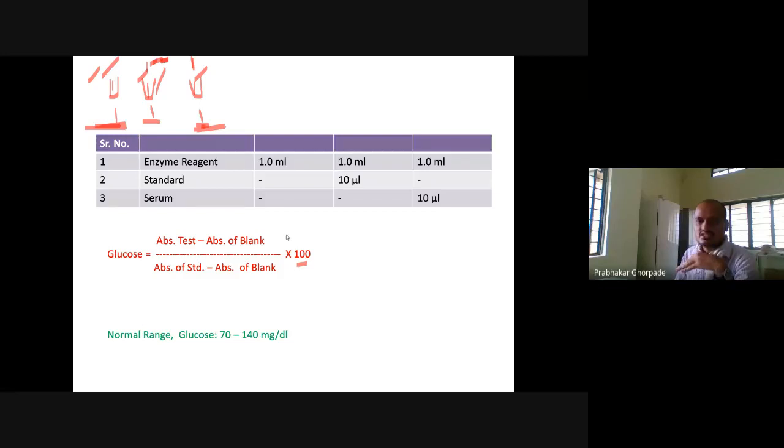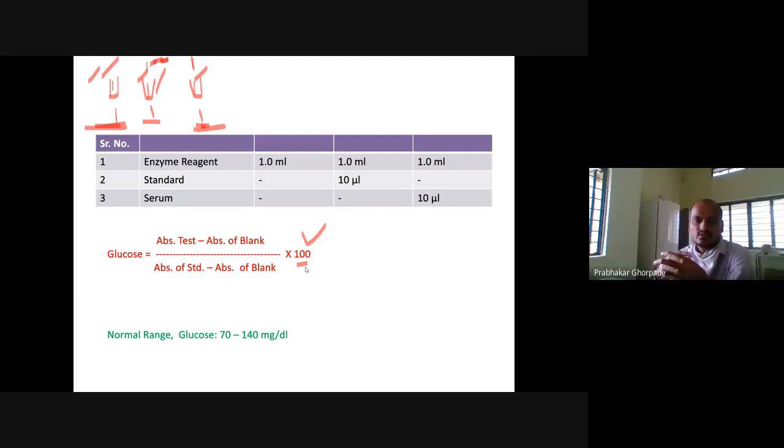Based on how much glucose concentration you are taking, you may vary this factor. But if it is a kit-based enzymatic test, usually they will use a premade standard solution, so you have to keep this 100 as a constant here. So basically, this is the glucose estimation parameter.